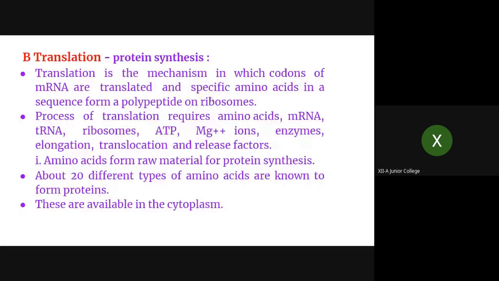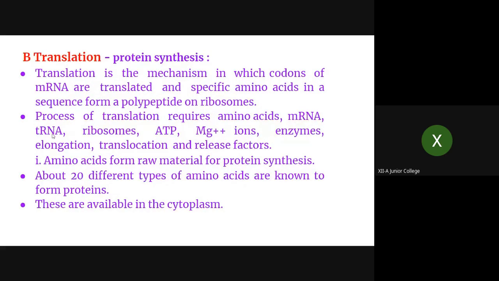That means these amino acids which are carried by tRNA are in a specific sequence to form a polypeptide chain. So the process of translation requires, now what are the requirements for translation, that we'll see first. These are the requirements. It requires mRNA, as I showed you, which carries codons, that means the genetic language is in the form of code, and that code language is in the form of codons.